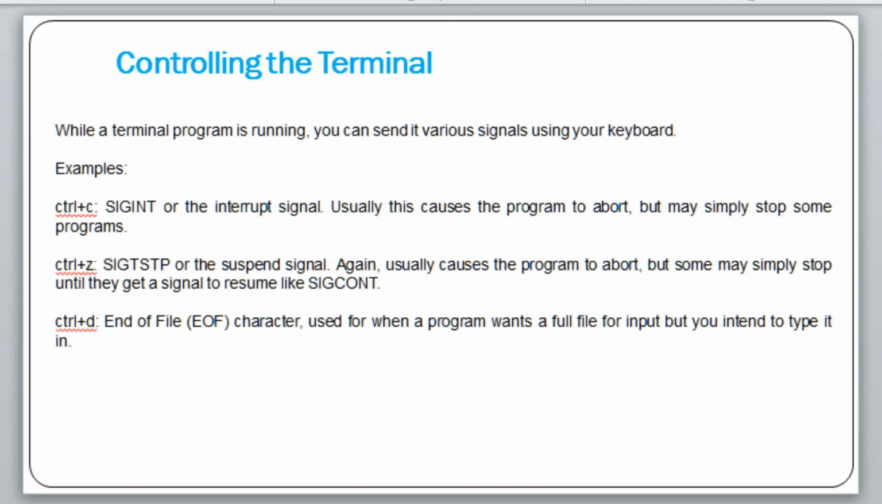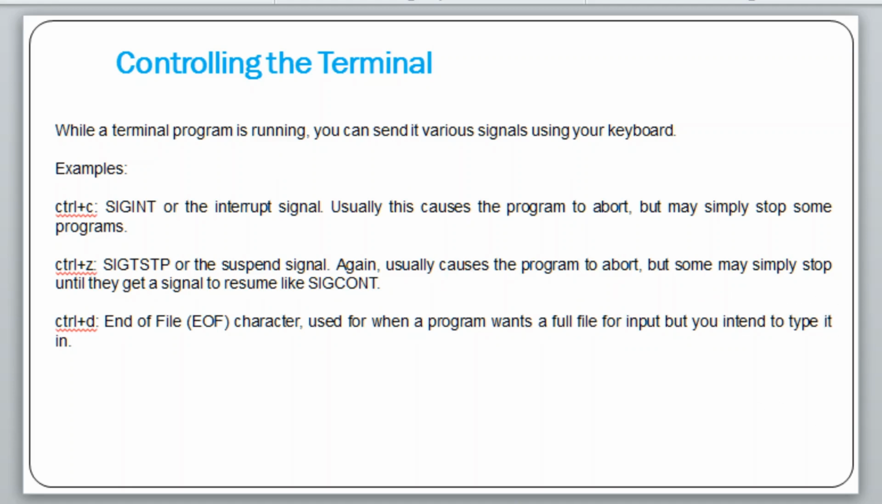Alright, let's talk about controlling the terminal. So while the terminal program is running, you can send it various signals using the keyboard. Some examples of this are Control-C, which is the interrupt signal. Usually this causes the program to abort, but may simply stop some programs. There's also Control-Z, which is the stop or suspend signal. Again, this usually causes the program to abort, but may simply stop until it gets a signal to resume, like continue. There's also Control-D, or the end of file character, and this is used for when a program wants a full file as input, but you tend to type it in.